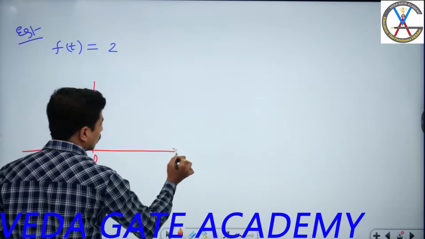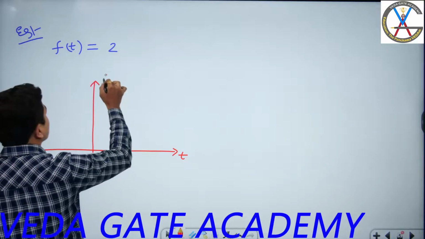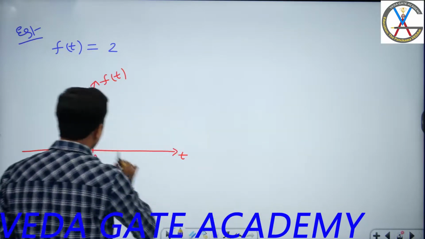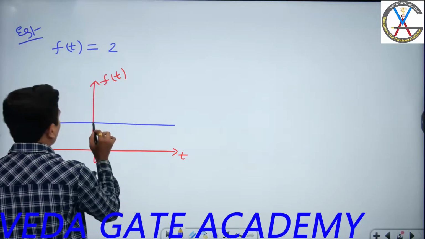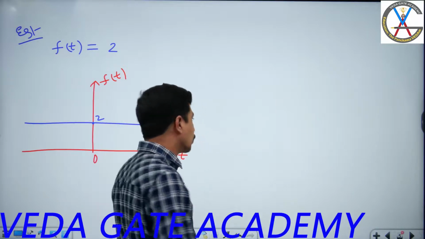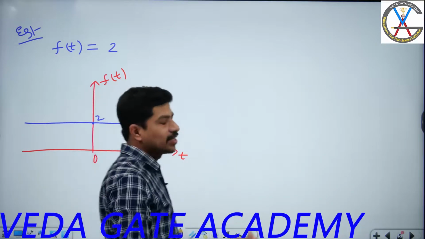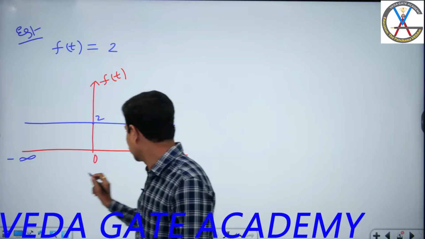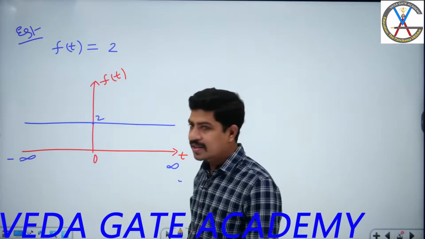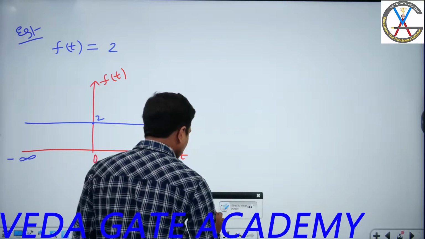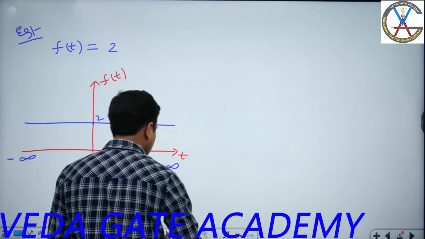This is t is equal to 0. This is t. This is f of t. This is the function f of t is equal to 2. Now, this is called a DC signal. A DC signal is the one which exists from minus infinity to plus infinity. Now, what is the difference between DC signal and step signal?